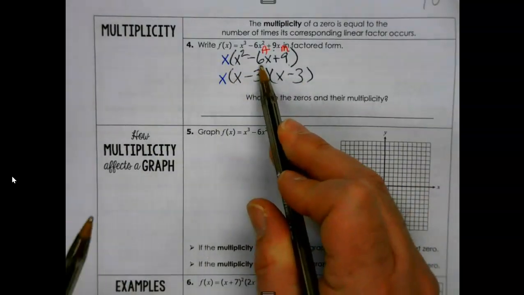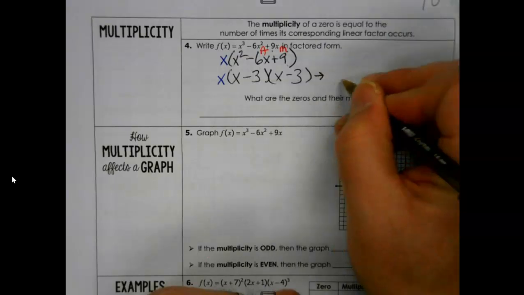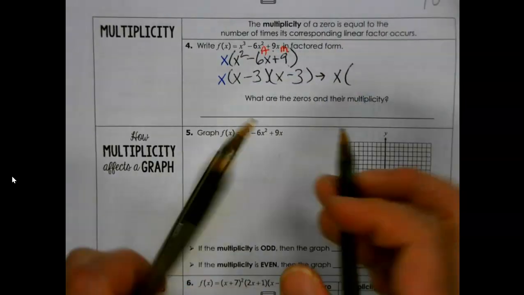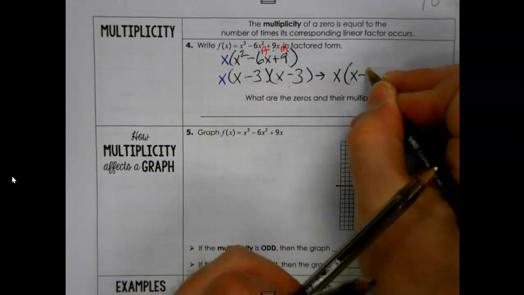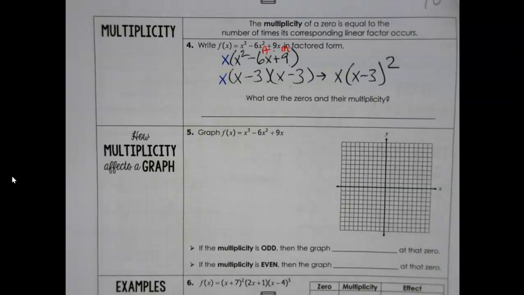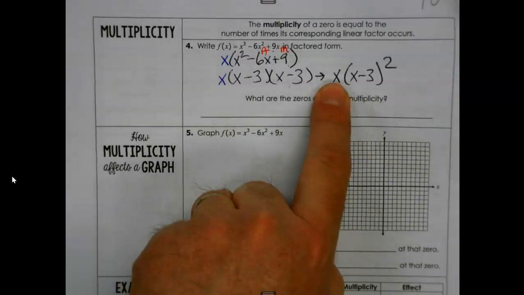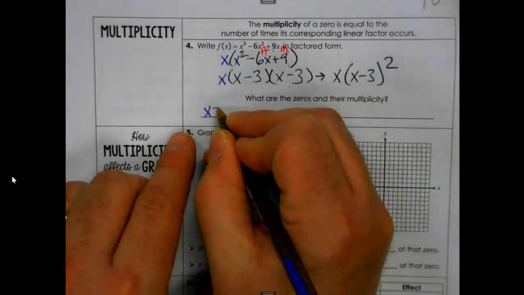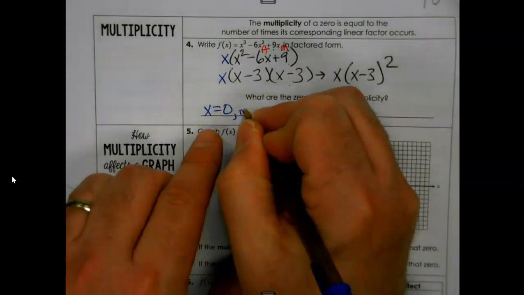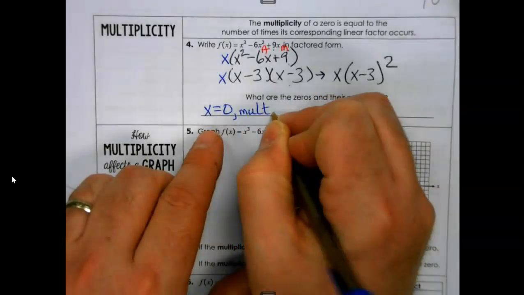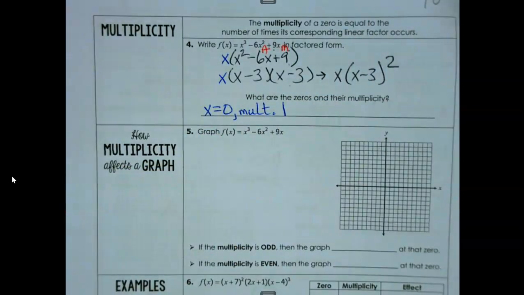So I've covered both. But we're going to write this a little bit differently. Since these parentheses, these quantities are the same, I can write that as x minus 3 squared. And here's why that's important. If I set x equal to 0, okay, I got an answer, but I only got 1. So that multiplicity counts 1 time.